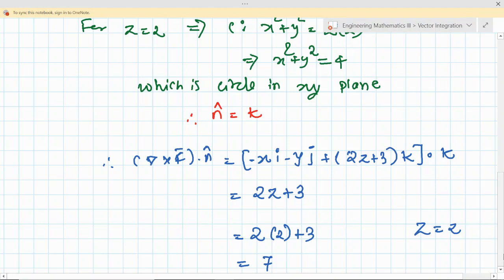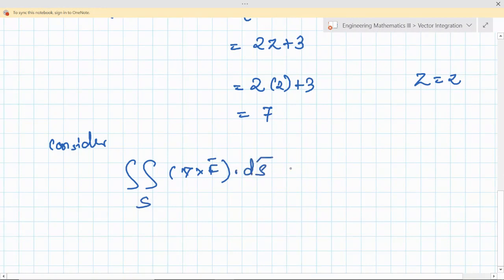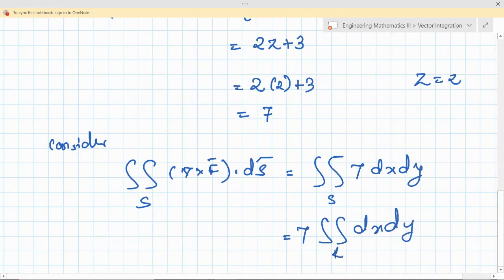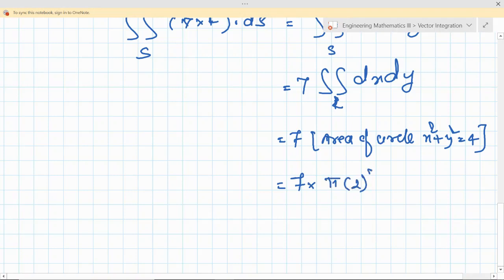Now just substitute this in the surface integral. Consider the surface integral of del cross F bar dot dS bar over the open surface S. This is the surface integral of 7 into dx dy over S. 7 is constant, so this is 7 times the integral of dx dy over the region R. The region R is the area of the circle, because our curve is a circle. So this is 7 into the area of the circle x square plus y square equal to 4, which is 7 into pi into 2 square, so this is 28 pi square units, or 28 pi you can write. So this is my answer to this question.